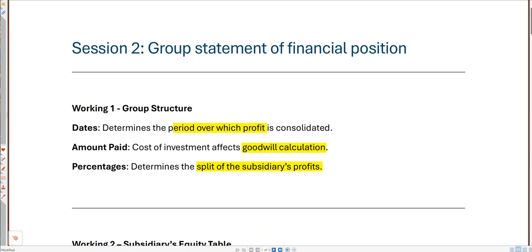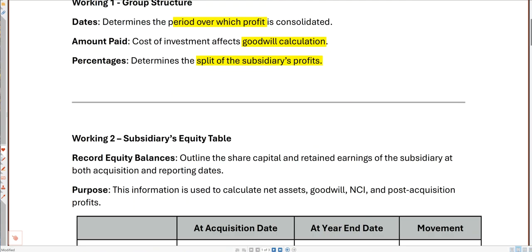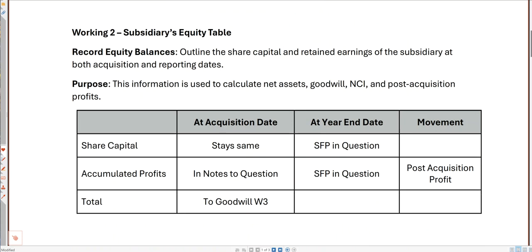So we can do that fairly easily. What about the next working then? The equity table. So this is the net assets in the subsidiary because we need to know what we've bought. The net assets are the share capital and the accumulated profits, i.e. the equity, because assets less liabilities equals equity, but it also equals net assets. So this is the best way to get our net assets, and we're going to use this in our goodwill working and to work out our post-acquisition profit.